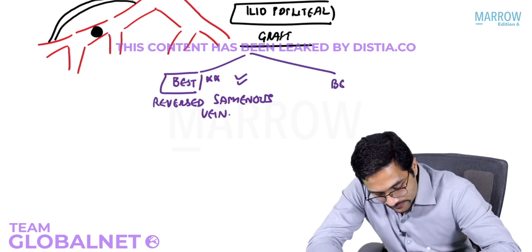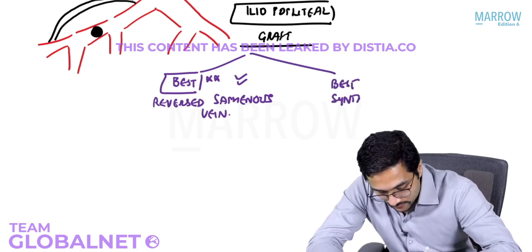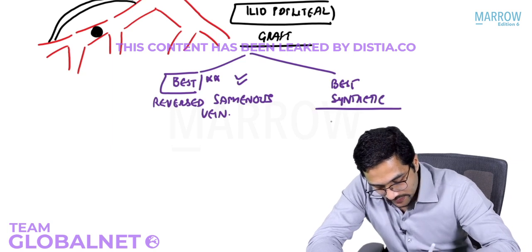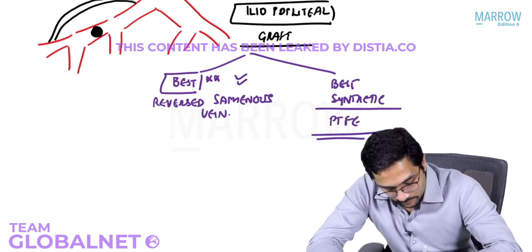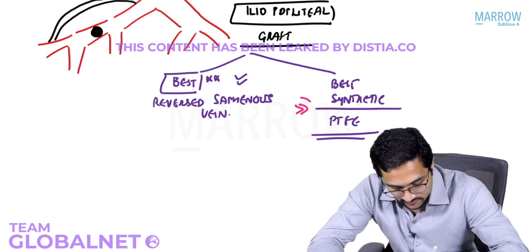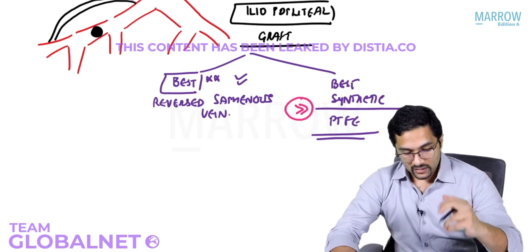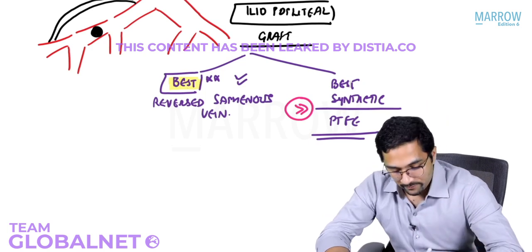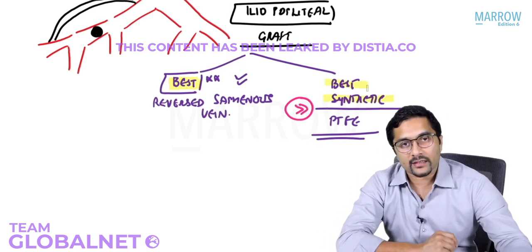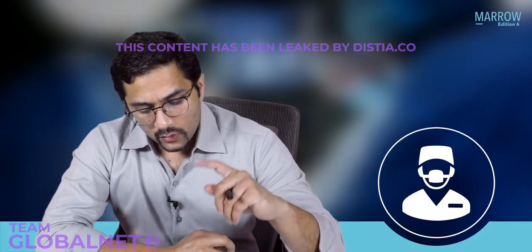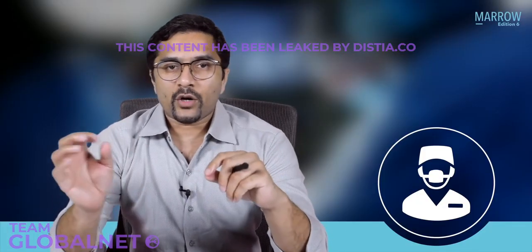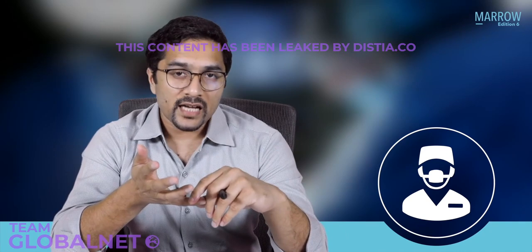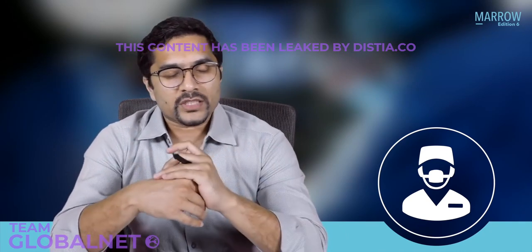The best synthetic graft material. Now, best synthetic graft material here is PTFE, but please remember that reverse saphenous vein is better than PTFE. So there are two questions, don't get confused. Best overall is reverse saphenous vein, but the best synthetic graft material here is PTFE. So let me show you this quick video of how this saphenous vein is harvested and what are the precautions which we need to take.